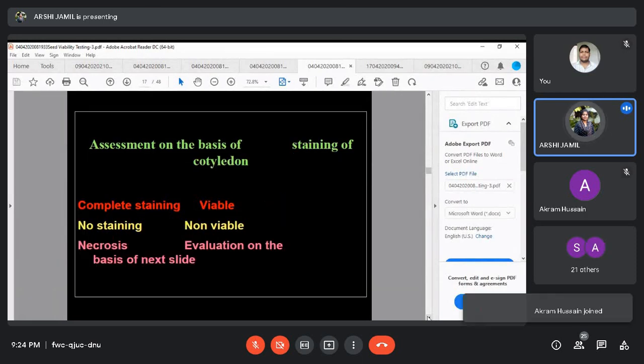Then assessment on the basis of staining of cotyledons. If completely stained, and the cotyledon is not intact, then it means it is non-viable. If it shows necrosis, necrosis meaning some part is stained and some is not, then the evaluation is on the basis of the next slide.